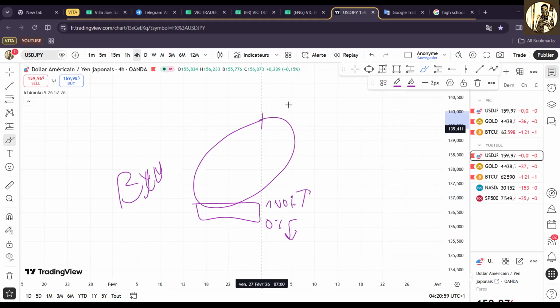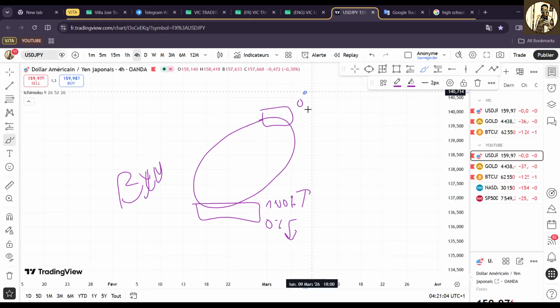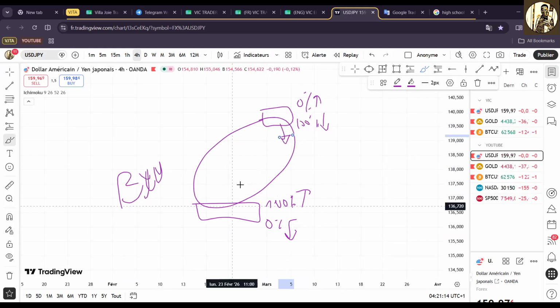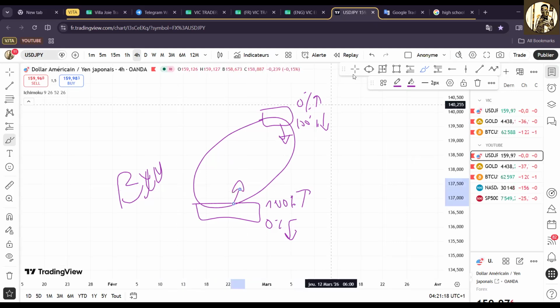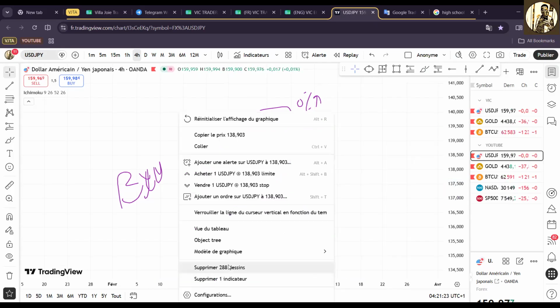And now the zone of reversal must have 0% probability to go up and 100% probability to go down. That's what makes the zone hold. That's what will make the zone not be broken. So that is it. So now, how do we do that?